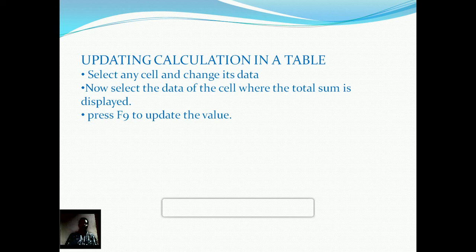So what happens is, according to all the modifications you have done, the result will be changed, or the result will be reflected. The changes will be reflected in the resulted cell.